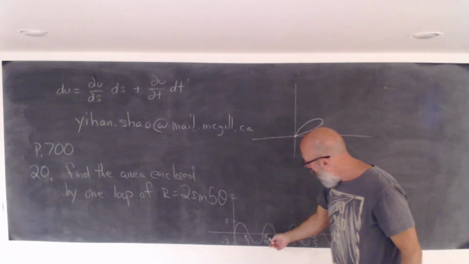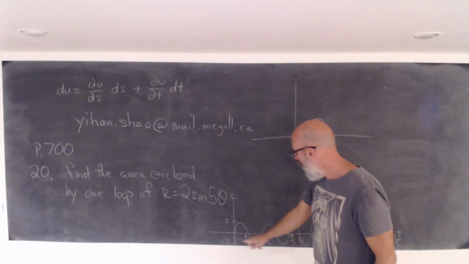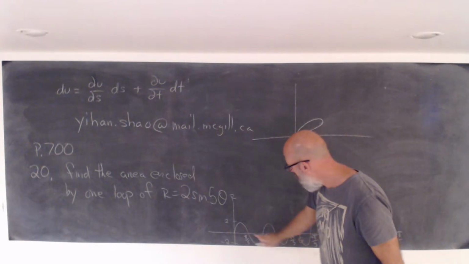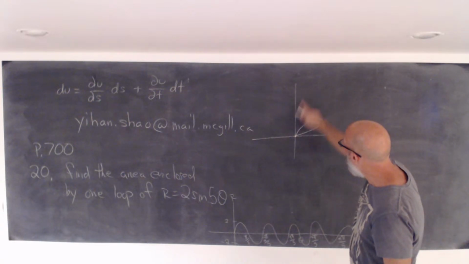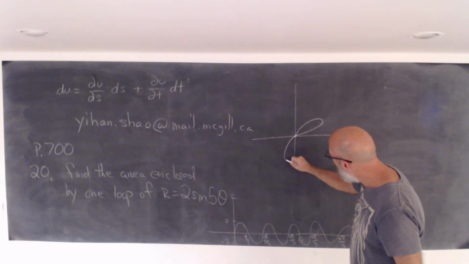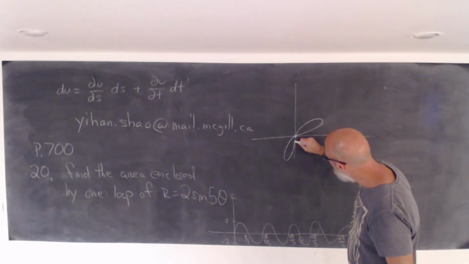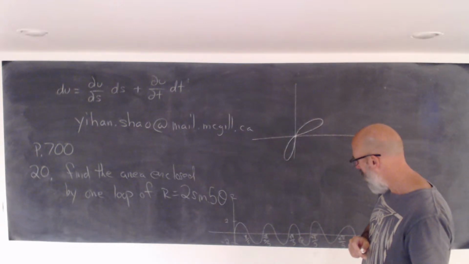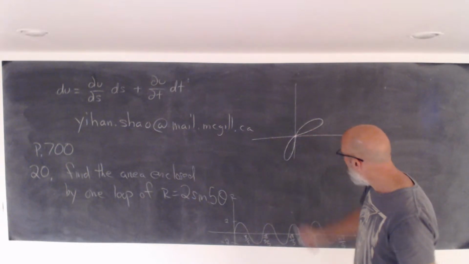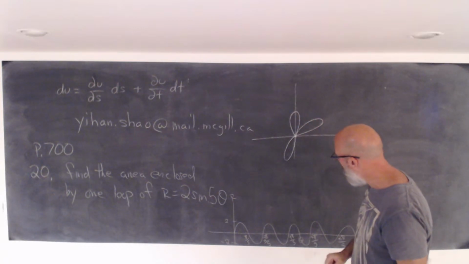And then from pi over 5 to 2 pi over 5, which is somewhere in here, your function is negative. R is negative. So instead of graphing it here, I'm going to graph it in the opposite direction right here. It does not cross the y-axis here. This is a slight issue there. And then from 2 pi over 5 to 3 pi over 5, same thing, but in a positive direction.